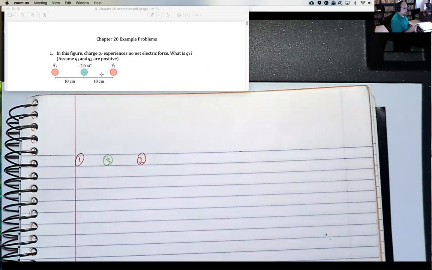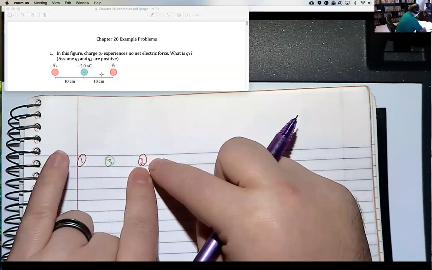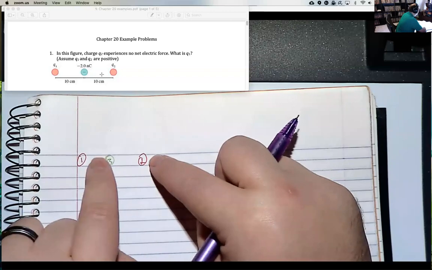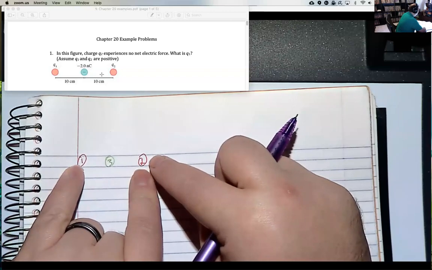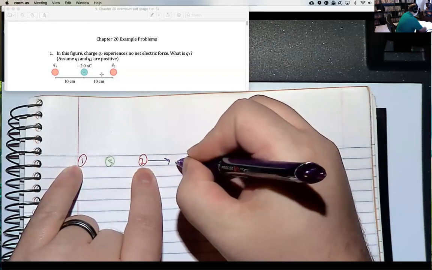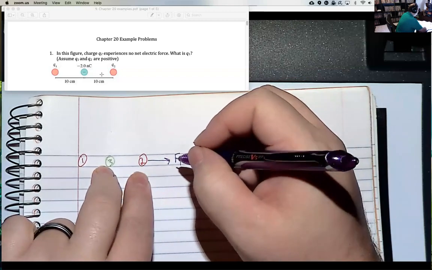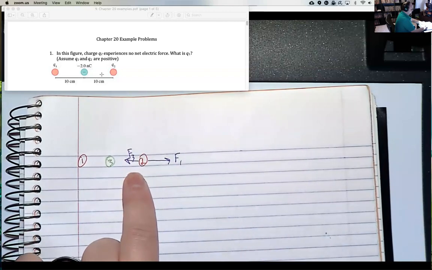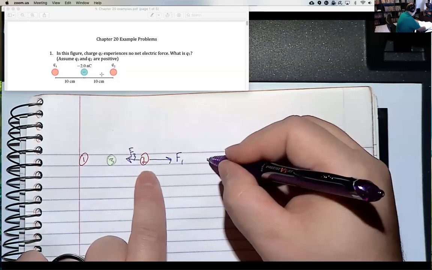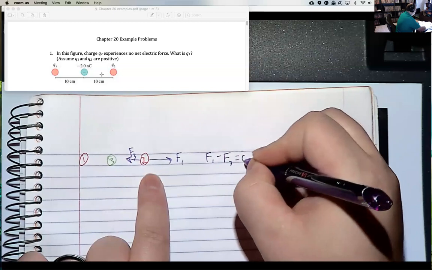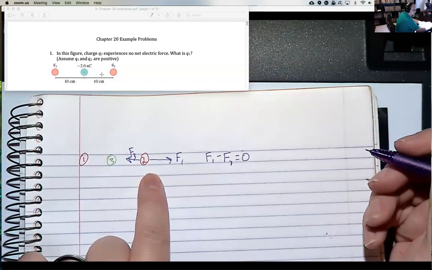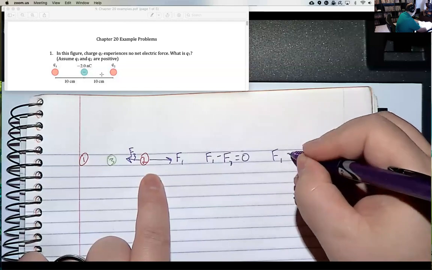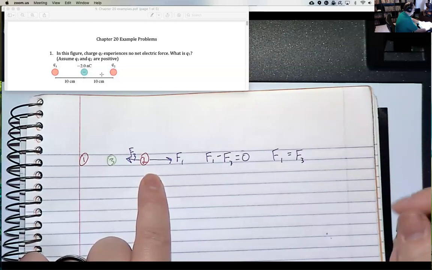I'll start by saying, okay, what direction is the force from each one? If the net force on 2 is 0, I look at 2: it gets a force from 1 and a force from 3. The force between 1 and 2, they're both positive, so it's repulsive. The force between 2 and 3, one's positive and one's negative, so it's attractive. F equals ma, right minus left, so F1 minus F3 must be 0 because the net force is 0. F1 equals F3. Does that make sense so far?